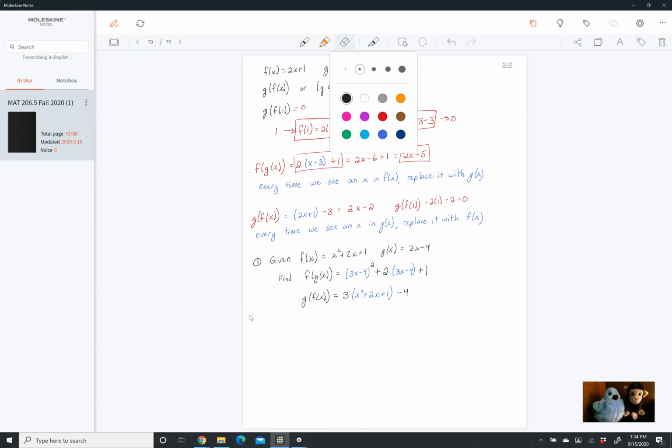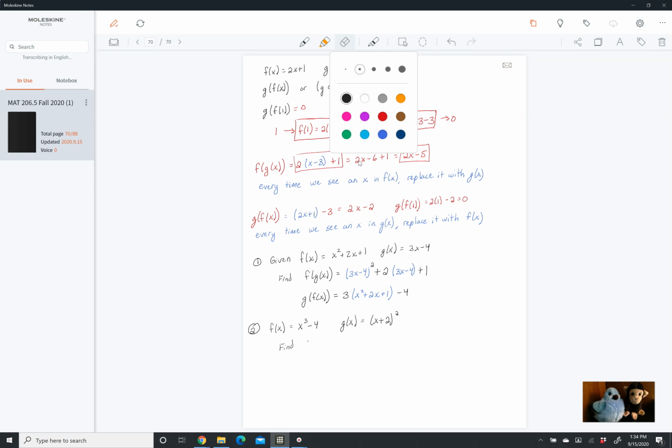Okay, let's take another one. This time, let's say f of x is equal to x cubed minus 4. g of x is equal to x plus 2 squared. So let's find f of g of x.